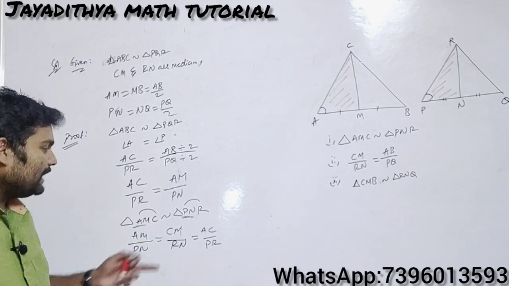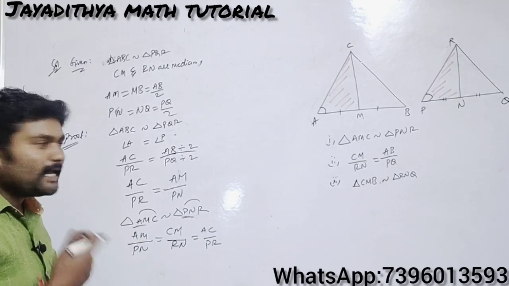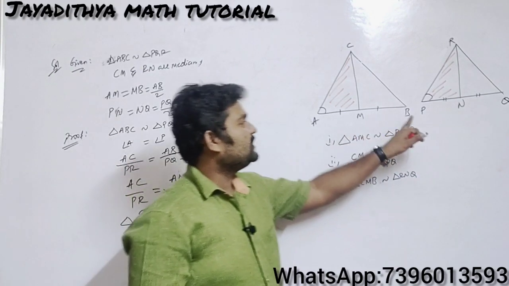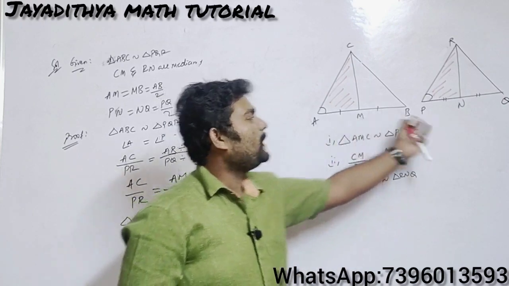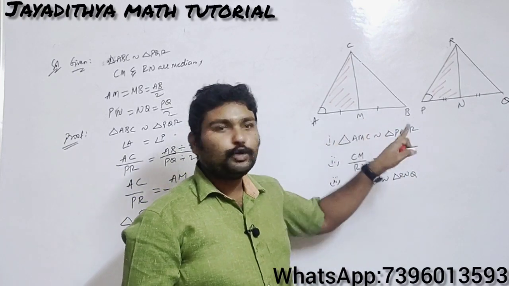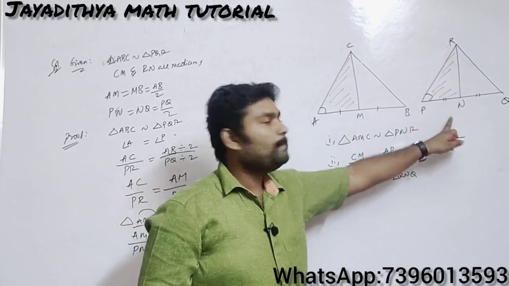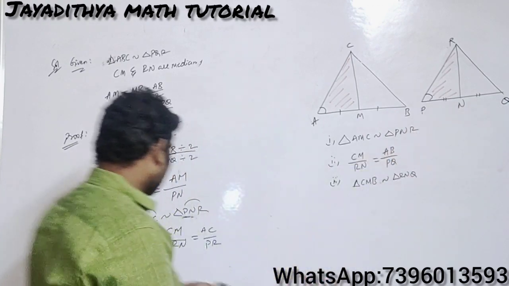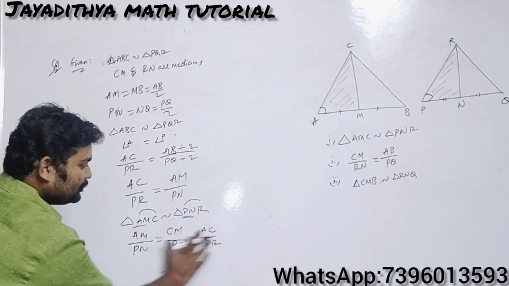So how can I get AB by PQ here? AB is this part, PQ is this one. I have AM by PN. If I multiply AM by 2, I'll get AB. If I multiply PN by 2, I'll get PQ here. So there is no need for us to take this ratio.